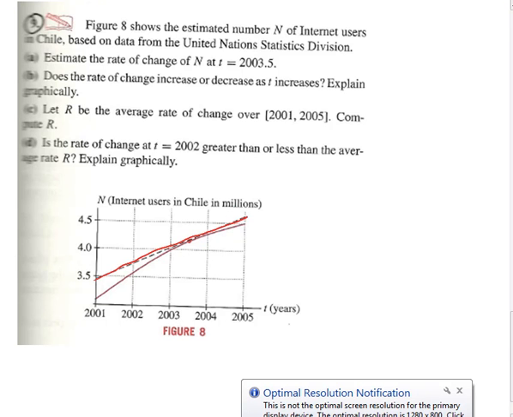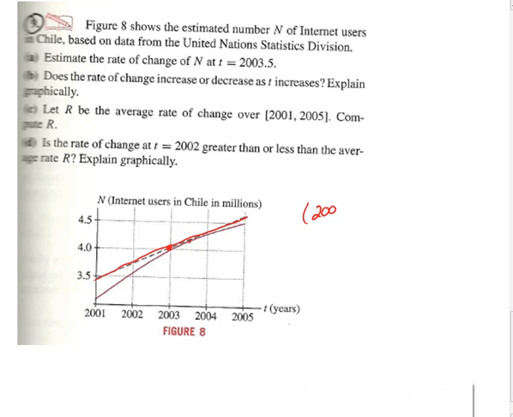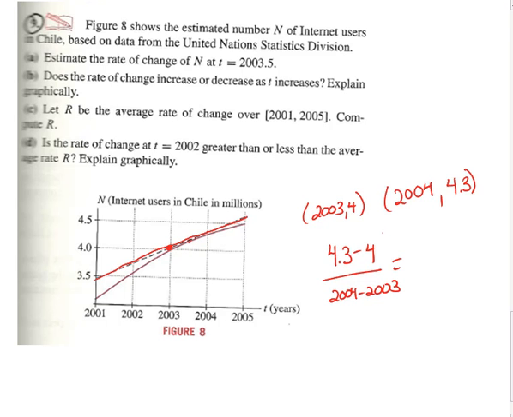It looks like you could pick the point here, which is (2003, 4), and then maybe this point here, which would be (2004, maybe 4.3 or so). And so the rate of change is just going to be the slope there. So you're going to do (4.3 minus 4) over (2004 minus 2003). And so it looks like we get 0.3 over 1, or approximately 0.3.